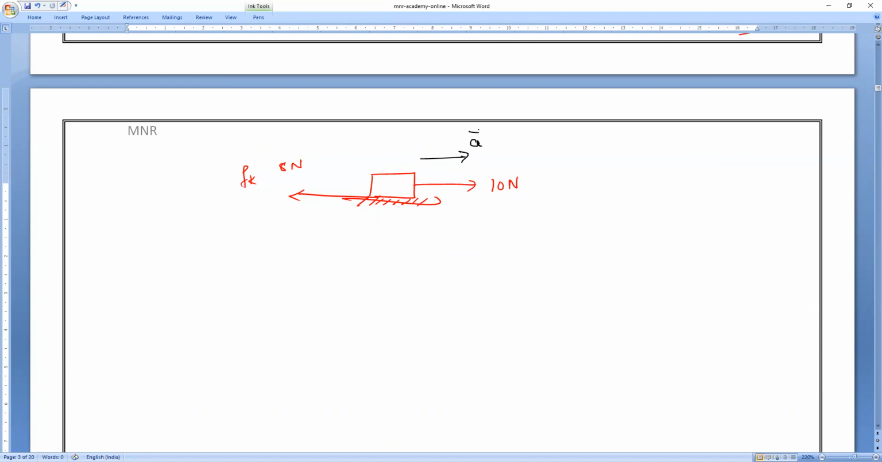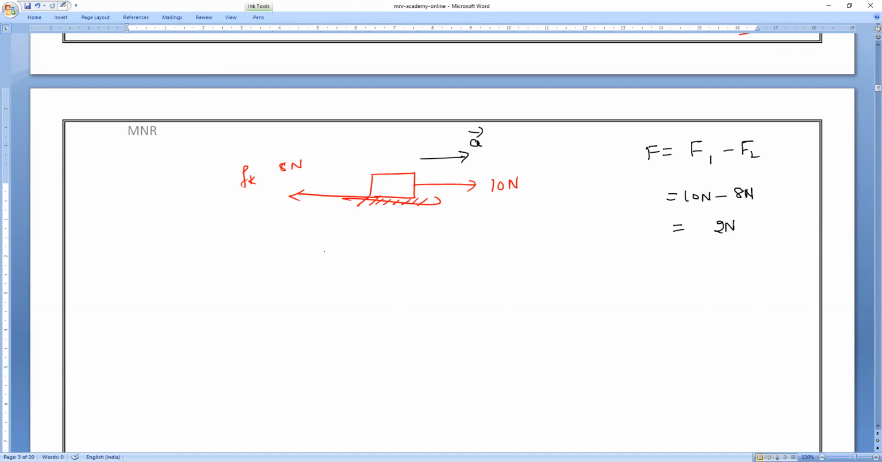Resultant force, you might have studied in 8th class. Resultant force is equals to forward forces minus backward forces. So forward force is 10, backward force is 8. 10 minus 8 equals to how much, guys? 2 Newtons. Understanding? So that is what it is.